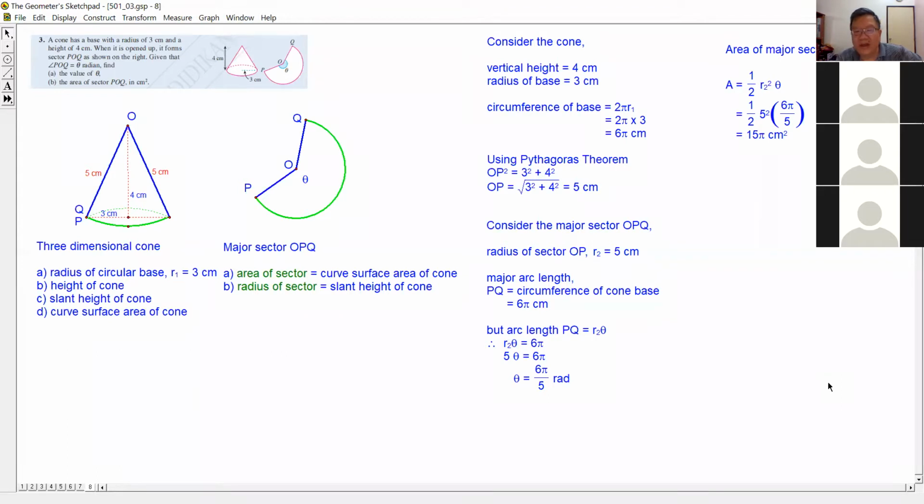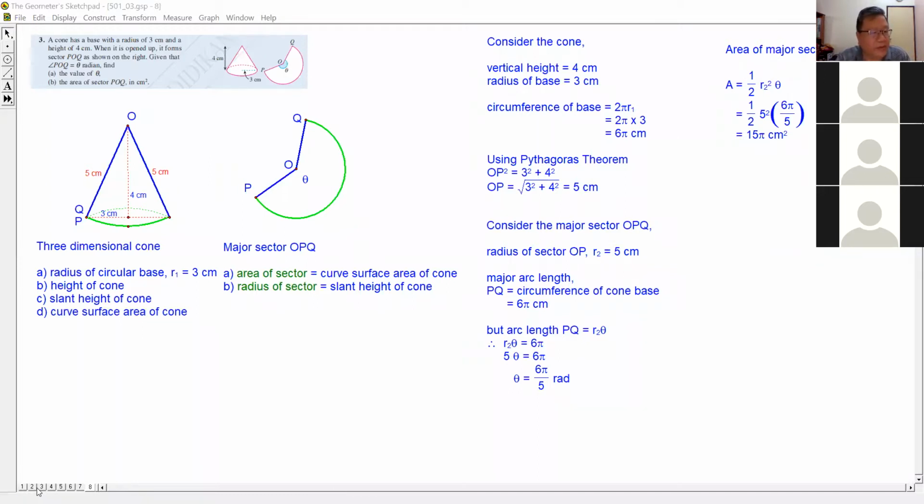Xing Yi, your friend need help or not? Any of your friend cannot follow the lesson? If any of your friend cannot follow the lesson and needs help, then you can ask them to join us. Okay, right. So this one, no problem.